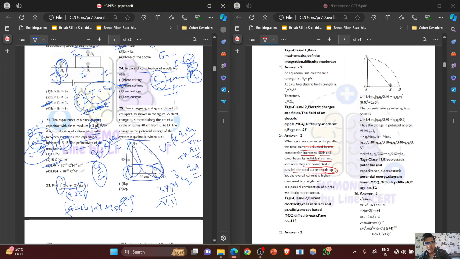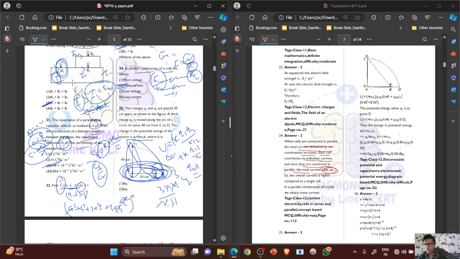After that, when the charge is moved here, there will be potential energy between this pair, between this pair, and between this pair. So you know the final potential energy and you know the initial potential energy. Just take the change, delta U, that is U final minus U initial.